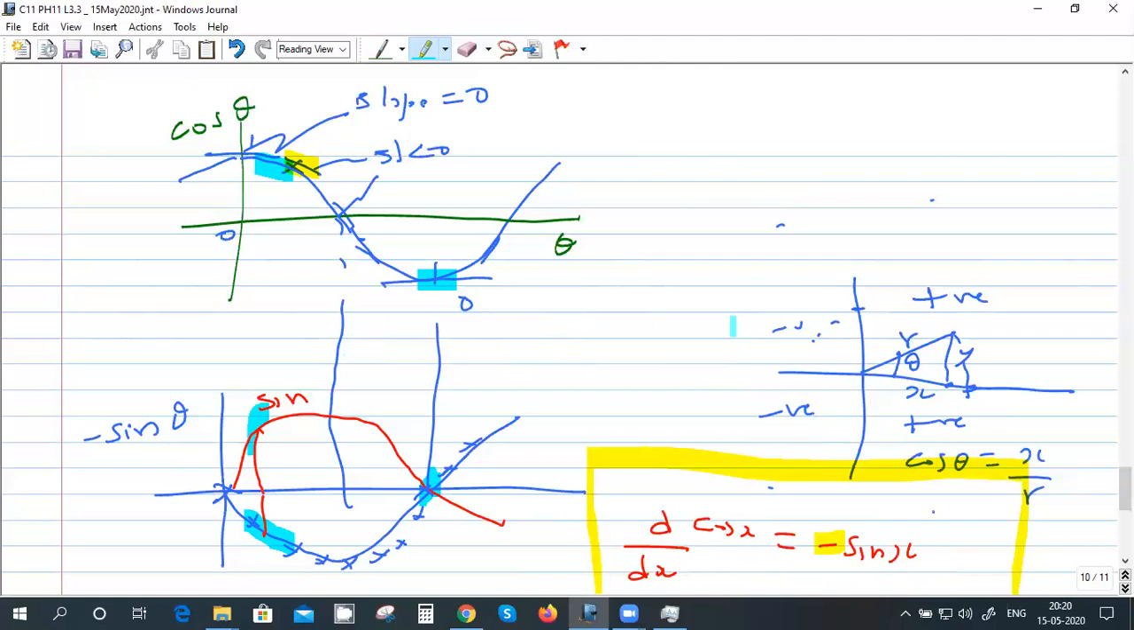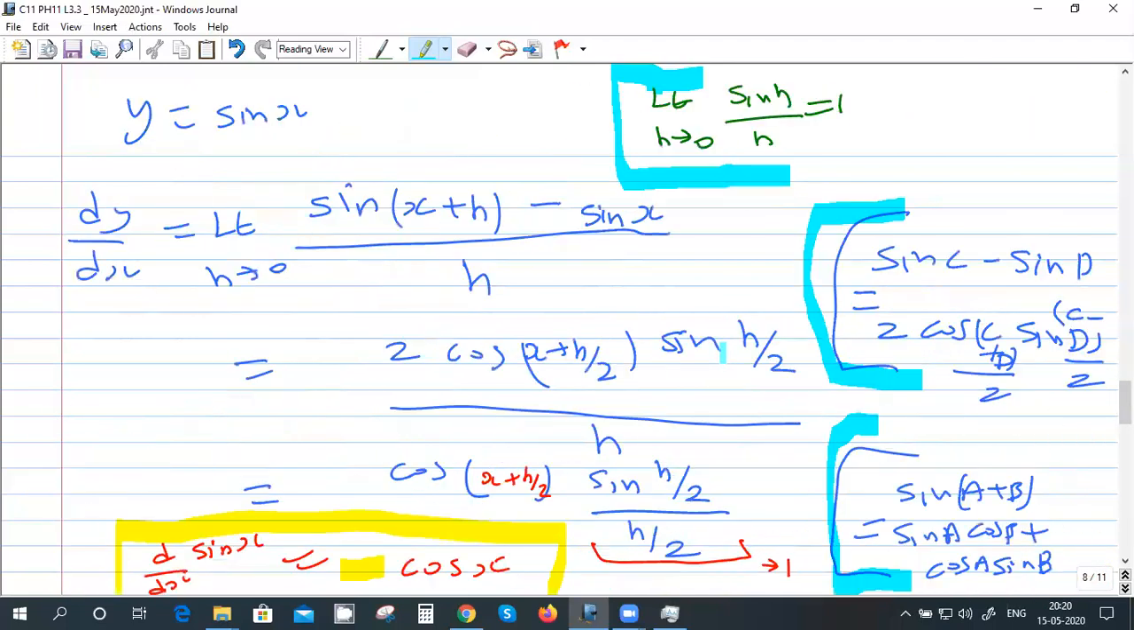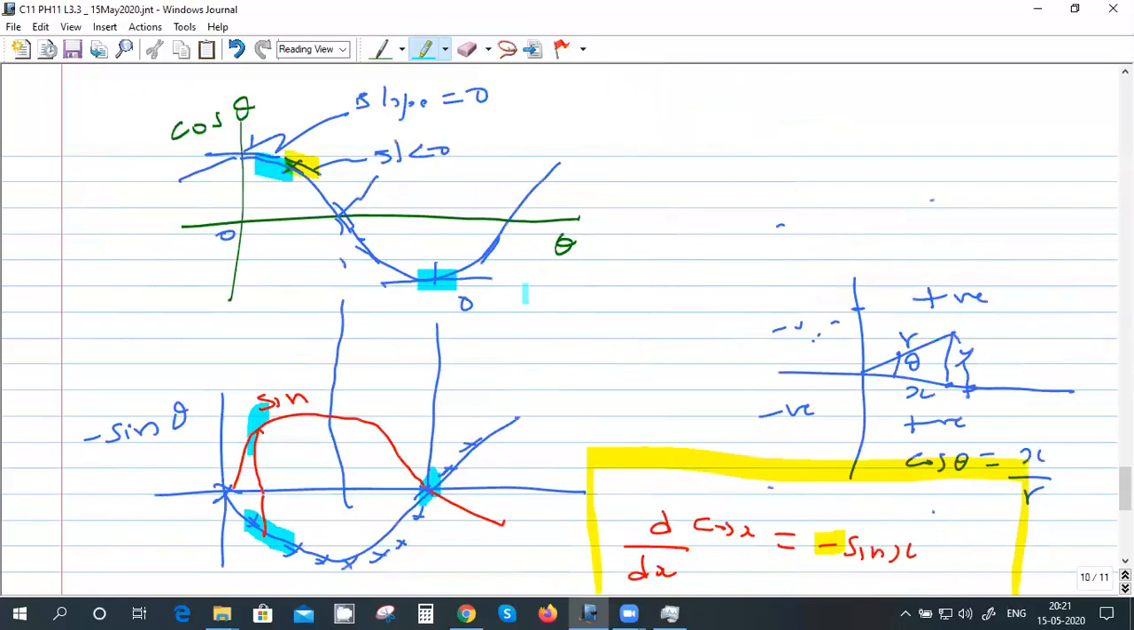Exactly the same way. Here you have sin c minus sin d, right? We will get cos c minus cos d. Cos c plus cos d is 2 cos cos. Cos c minus cos d is 2 sin sin. If you do it carefully, you'll get it.